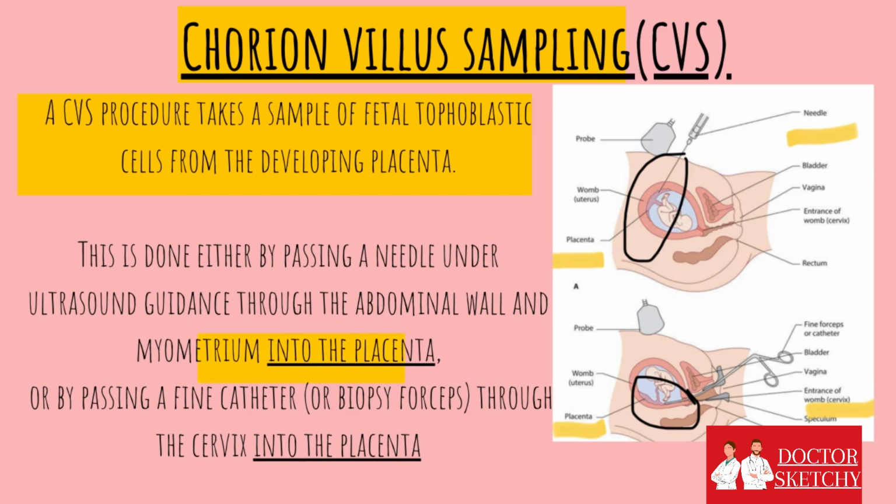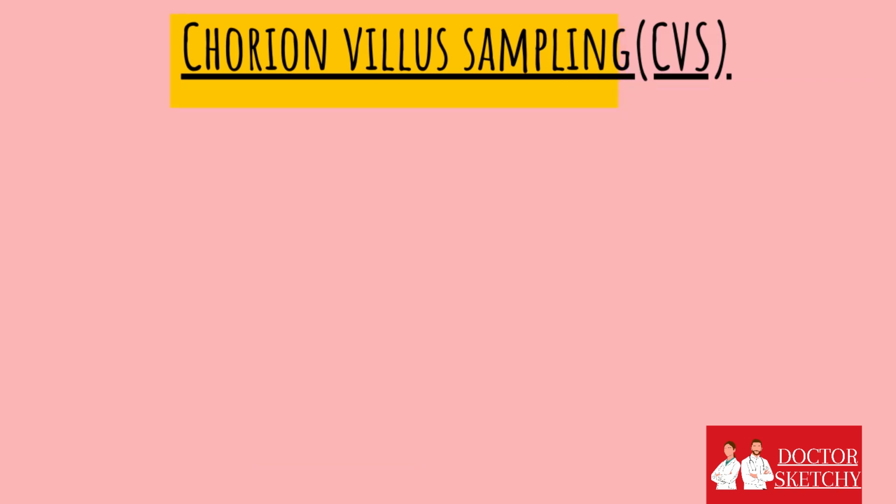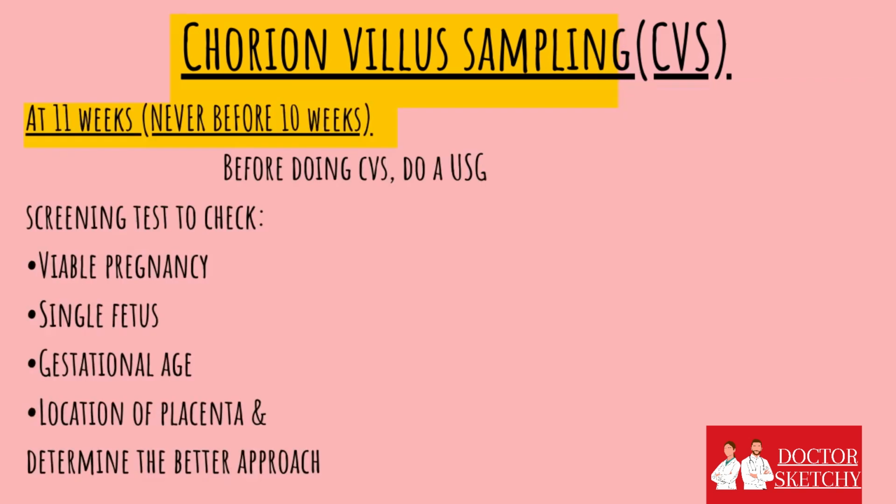But how is the sample taken in this procedure? It's simply done by passing a needle under the ultrasound guidance through the abdominal wall and myometrium. We have to traverse through the myometrium as we can only reach the placenta after crossing the uterus. We can also do the CVS sampling by passing a fine catheter through the vagina into the cervix and ultimately take a sample from the placenta. It is usually done at 11 weeks and never before 10 weeks.